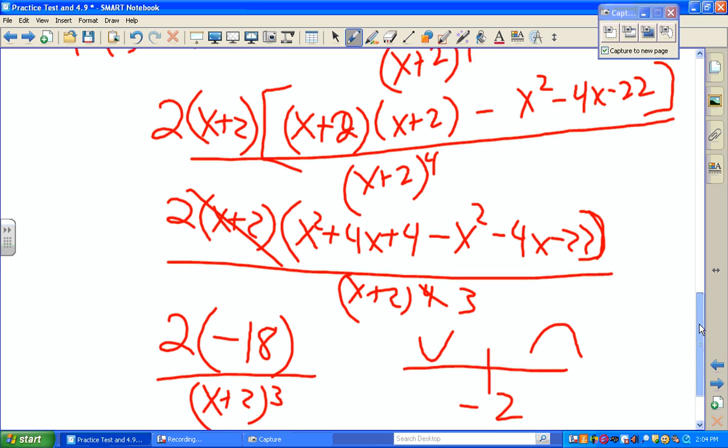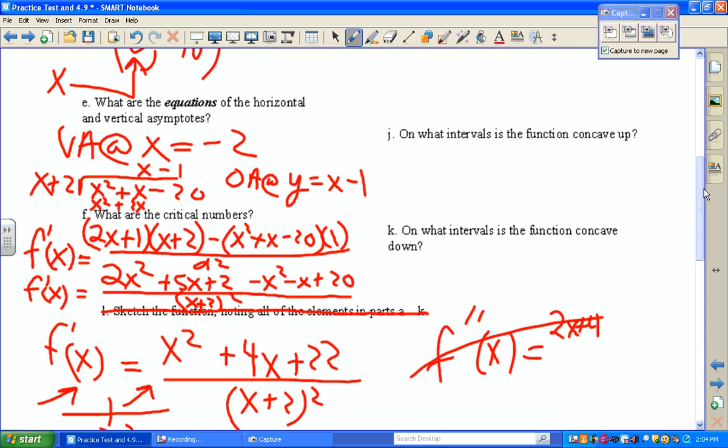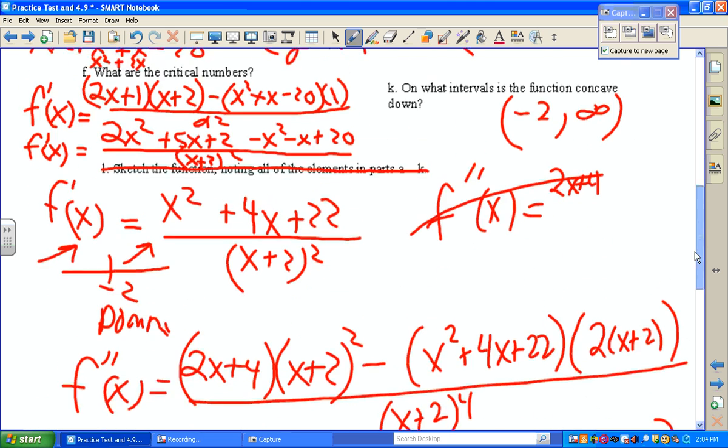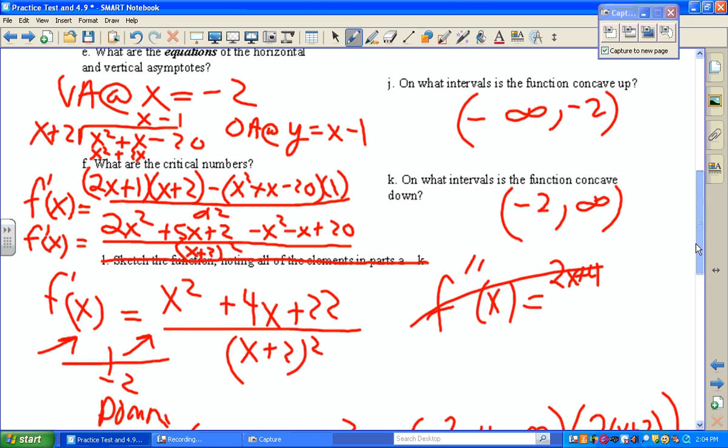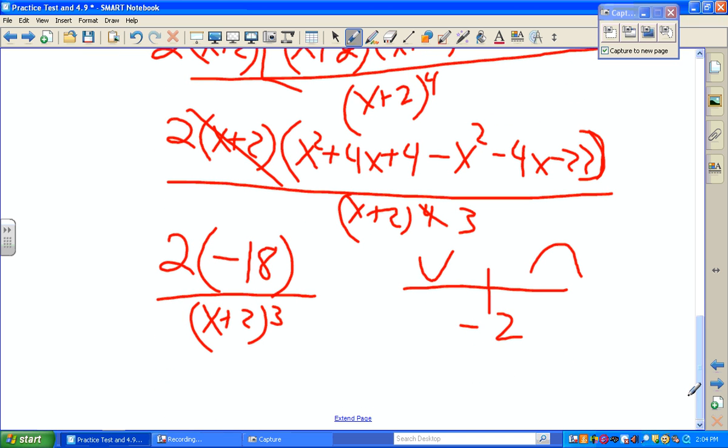Okay, so this is the second part, because it asks on what intervals is the function concave up. Negative infinity to negative 2, and negative 2 to infinity. So it's on what interval? Concave up, concave down. Are you going to sketch the graph real quick? Yep. Second derivative, let's sketch the graph real quick.